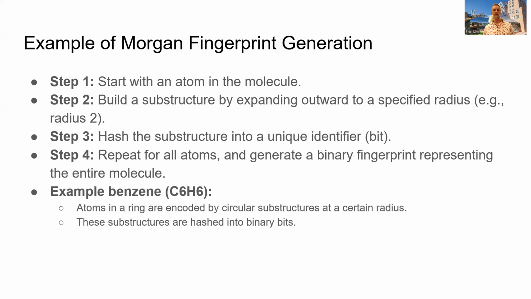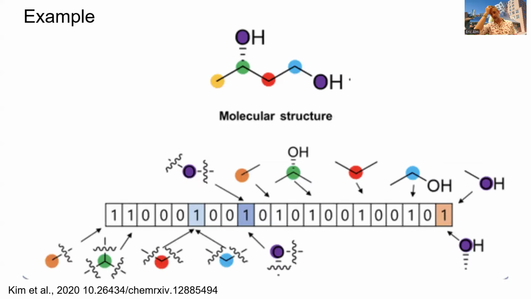Then we're going to repeat that for all the atoms. Every time we look at an atom and at a particular radius, we hash that to a particular bit and we turn it on, right? So we start with a vector of all zeros, and we start flipping them to one.